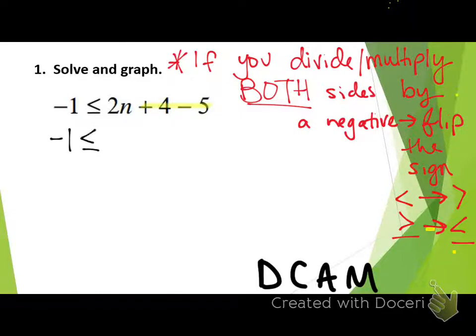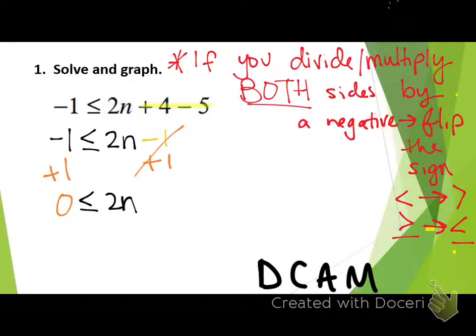Minus 1 is less than or equal to 2n. Plus 4 minus 5 is minus 1. We combine that. Now we want to add or subtract the constants. So we're going to add 1 to both sides. When I add 1 to the left side, what is minus 1 plus 1? 0. It's still less than or equal to 2n.